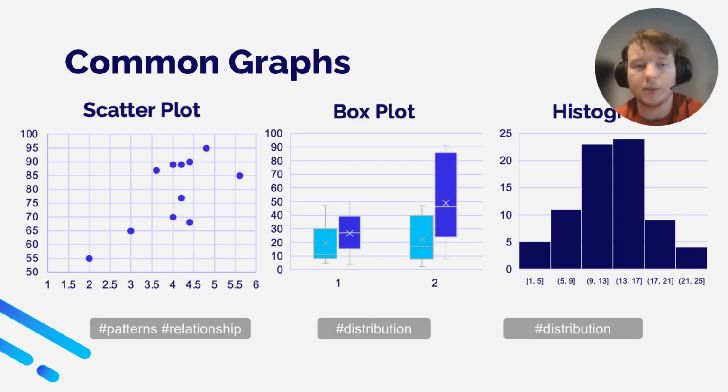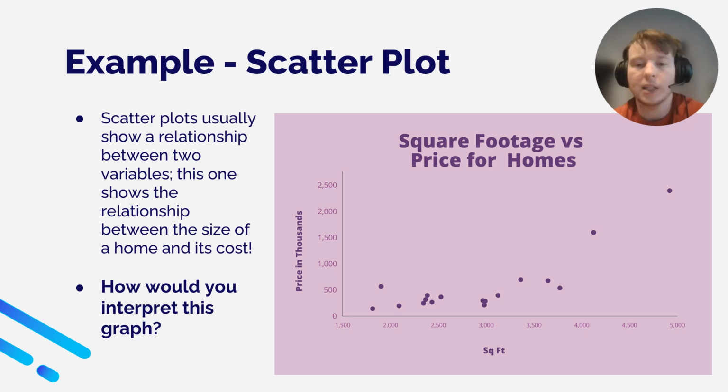Some more common types of graphs are scatter plots, box plots, and histograms. The example we have here is a scatter plot showing a relationship between two variables. And here we have square footage on the x-axis, price in thousands for homes on the y-axis. Students probably will notice that as we go from left to right across this graph, the larger homes tend to be more expensive. So there is a positive relationship between those two.